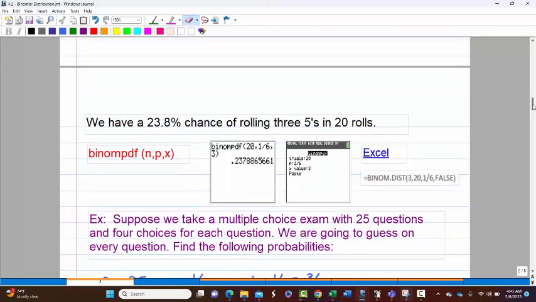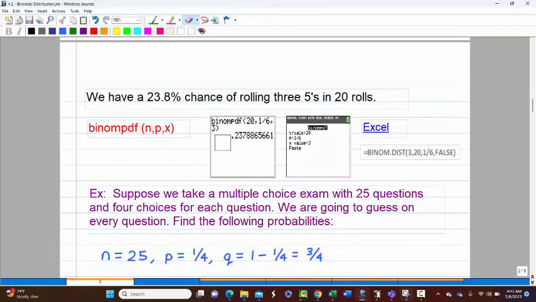We don't need it for the technology. So here, I did binom PDF, 20, 1/6, comma 3. And got this 23.8. And you see over in Excel here, I did binom dist, but the 3 goes first. It's just the order they want them. And then the 20, then the 1/6, and the false. But you can look at these as reference, and you can compare. That way, when you go to enter it, you'll see what's happening. And I'm sure you'll get used to it quick enough.